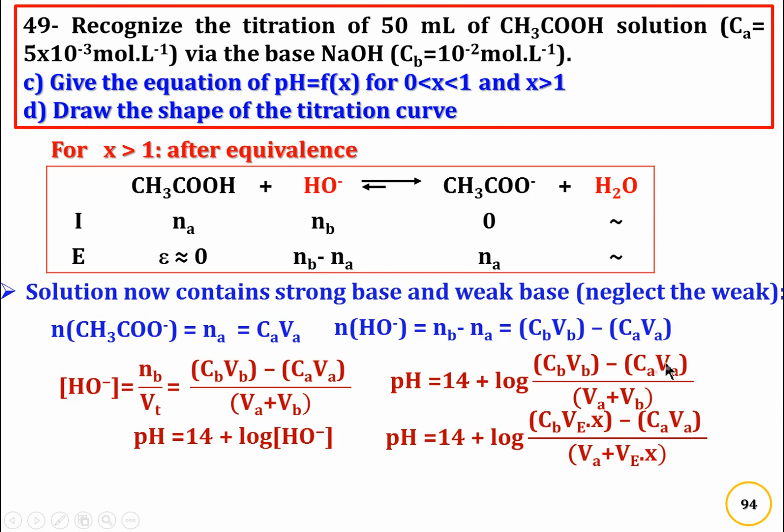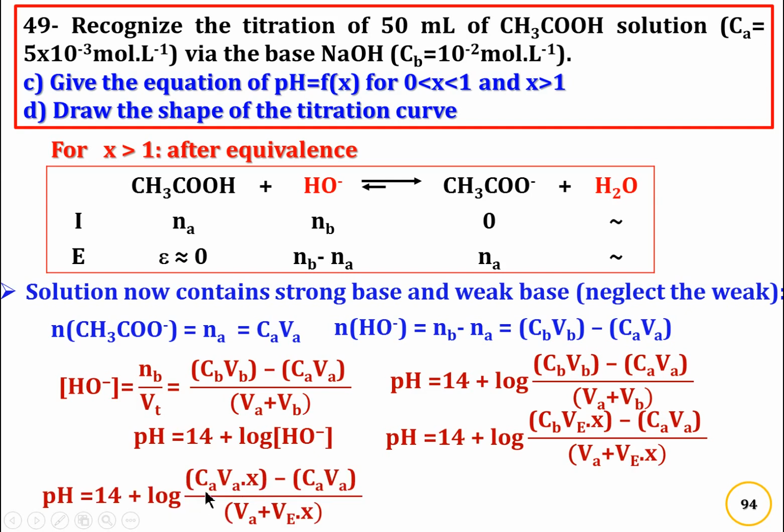CBVB minus CAVA divided by VA plus VB, where VB is replaced by VEX. So pH equals 14 plus log CAVAX minus CAVA divided by VA plus VEX, and therefore we have the appearance of the relation between pH and X. So pH equals 14 plus log CAVA (X minus 1) divided by VA plus VEX.